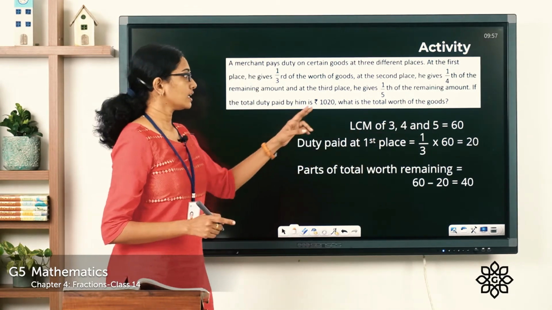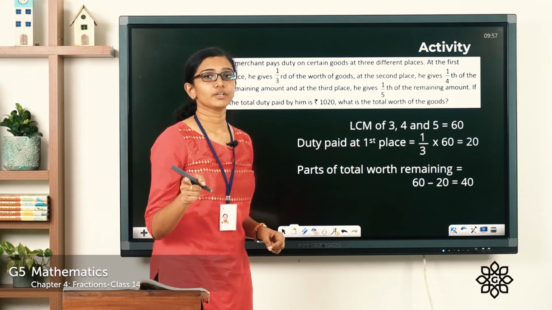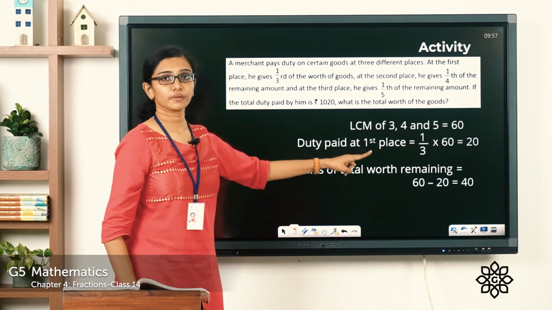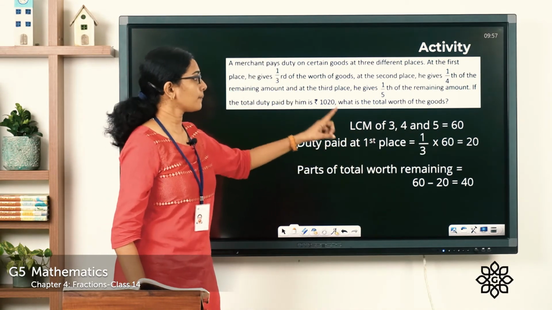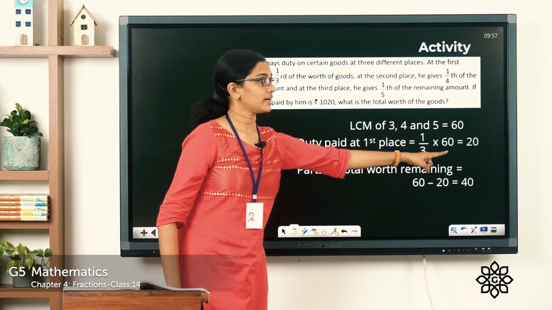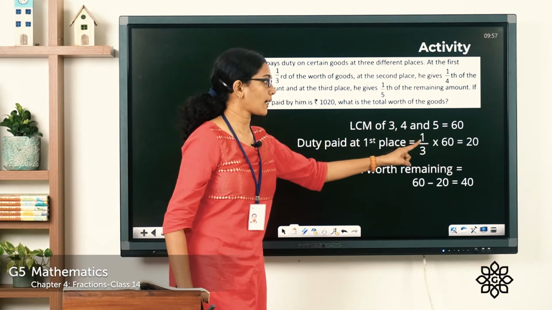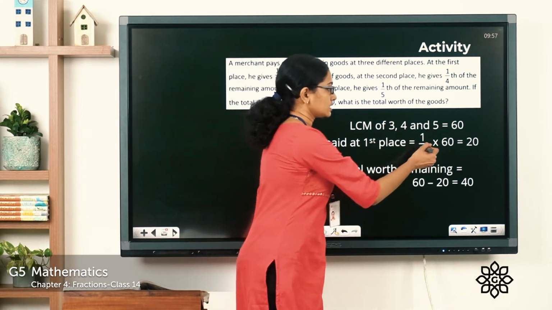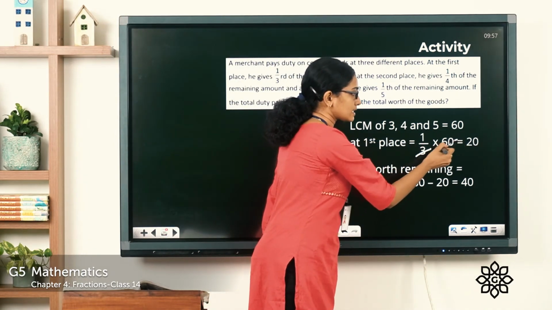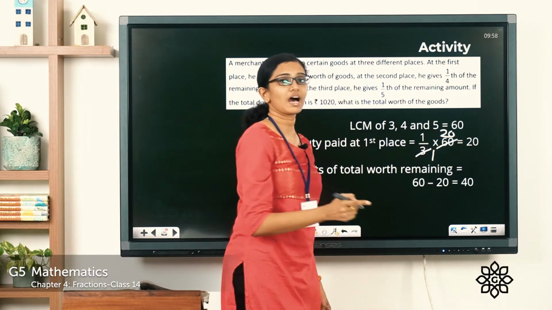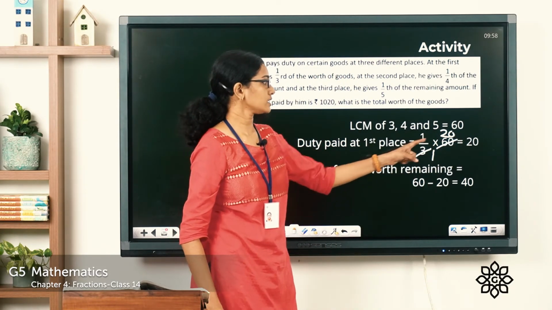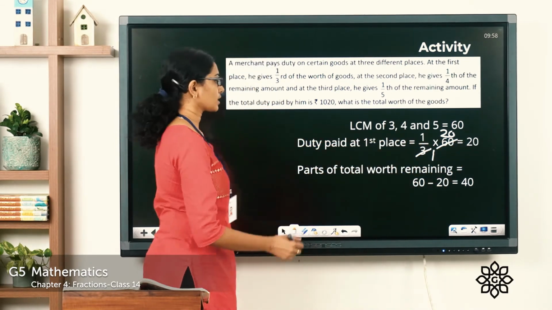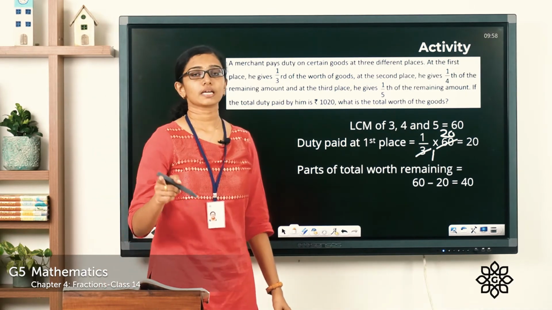It means the total worth was divided into 60 equal parts, and from the 60 equal parts, at the first place, 1/3 of these total parts was given as duty. So it is 1/3 of 60. What is 1/3 of 60? 3 divided by 3 is equal to 1 and 60 divided by 3 is equal to 20. So after cancelling out the common factors, we get the duty paid as 20 parts. Clear?